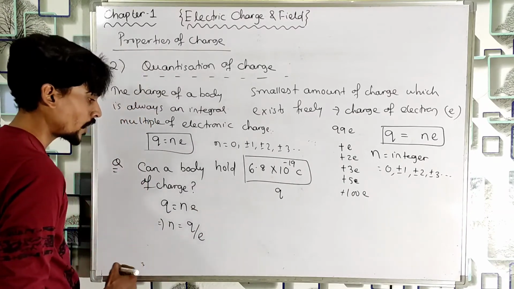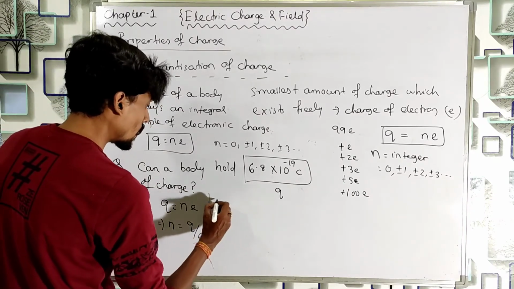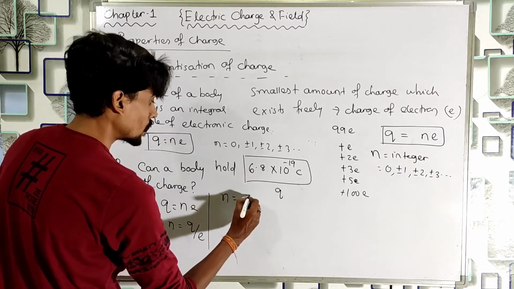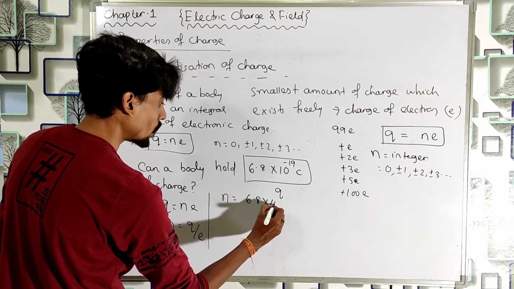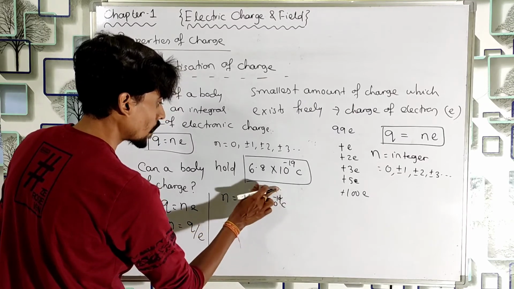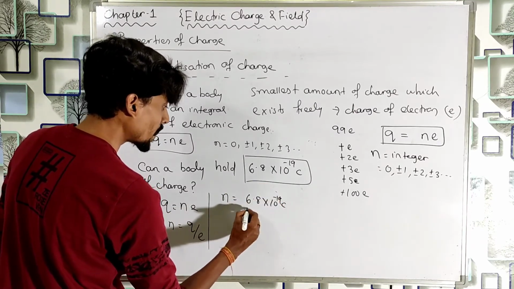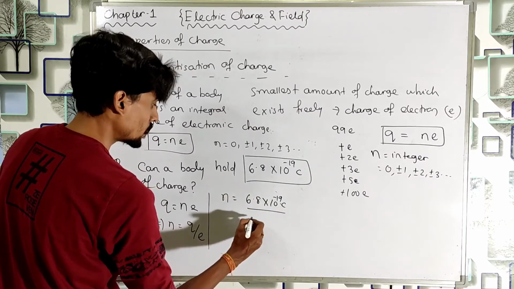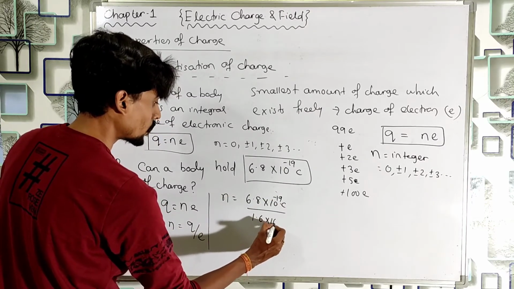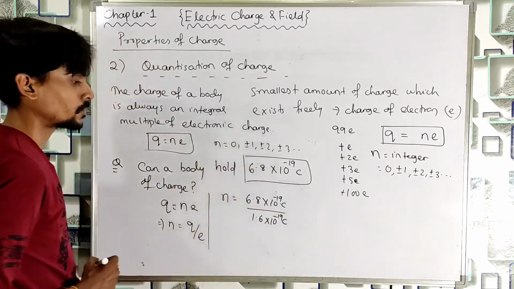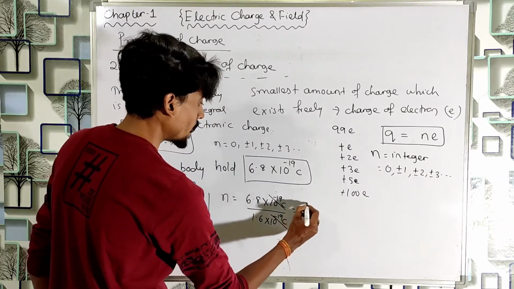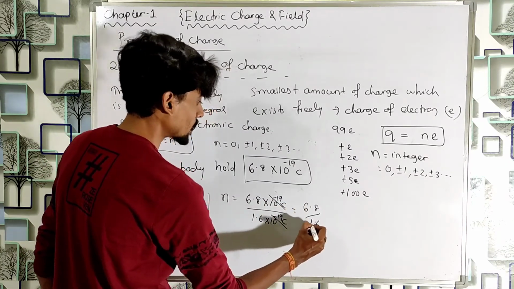So now let us find the value of n here. n equal to Q by e. What is Q? 6.8 into 10 to the power minus 19 coulomb. And what is e? e is 1.6 into 10 to the power minus 19 coulomb. So they will cancel each other. Now we have 6.8 by 1.6.